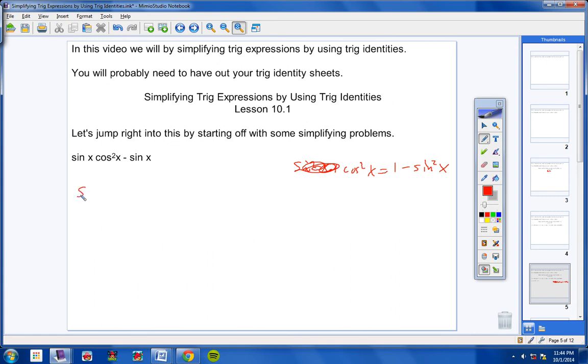So watch what I do. I'm going to go ahead and put sine x for this right here, and then parentheses, and I'm going to take this out right here, and instead I'm going to put 1 minus sine squared x, and then bring down my negative sine x.